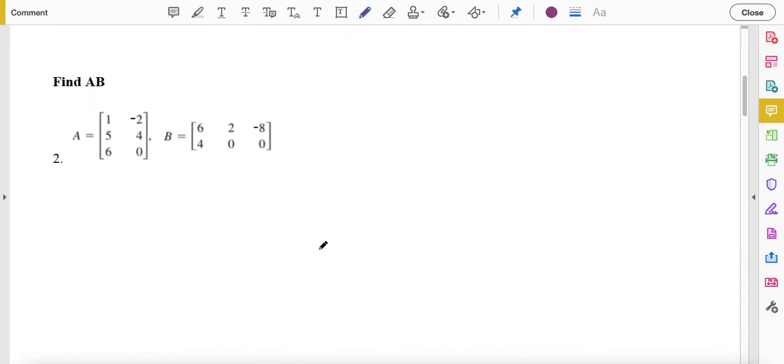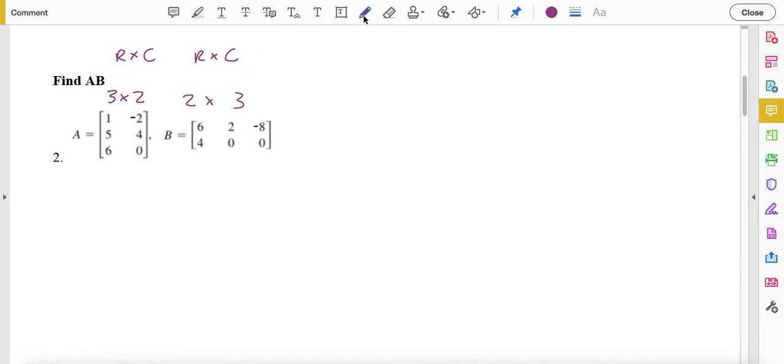All right, on to number 2. For number 2, we are finding a times b. And remember, we do rows by columns, and we write rows by columns again for both of these. And remember, these two numbers have to be the same. So this is a 3 rows by 2 columns, a 3 by 2. And this other one is 2 rows by 3 columns, so it's 2 by 3.